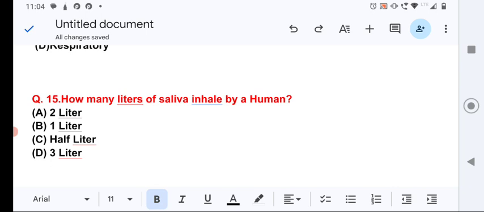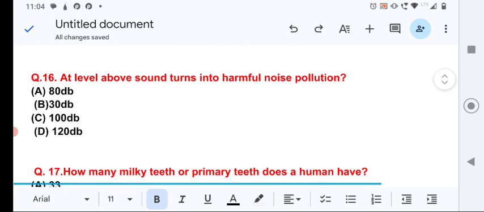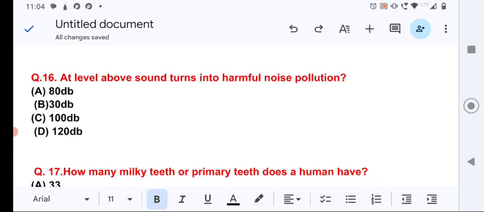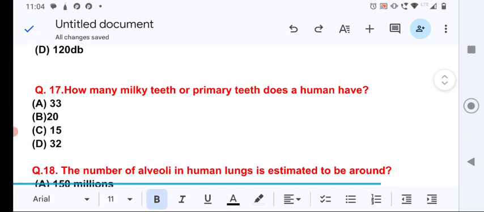Now, the question number 15. How many liters of saliva is secreted by a human? This is the half liter. Now, question number 16. At level above, sound turns into the harmful noise pollution, that is, the sound above 80 decibel is harmful and it creates noise pollution.